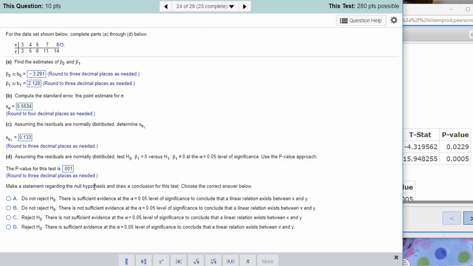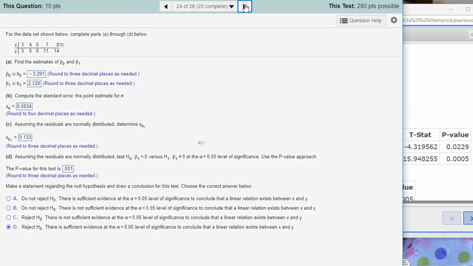Make a statement regarding the null hypothesis and draw a conclusion. Do not reject, or do reject the null? We reject the null hypothesis because there is sufficient evidence at that significance level to conclude that a linear relationship does really, really exist. That's my conclusion.